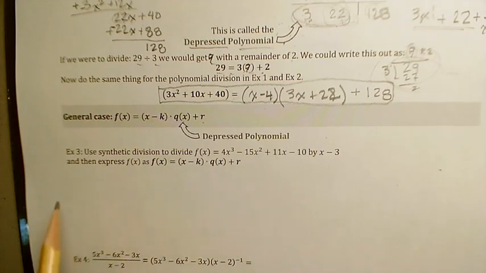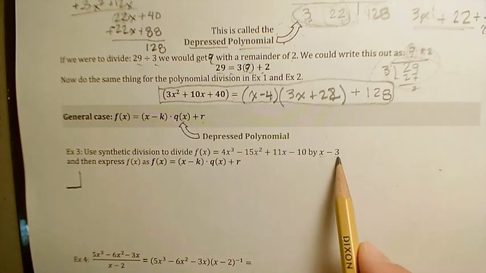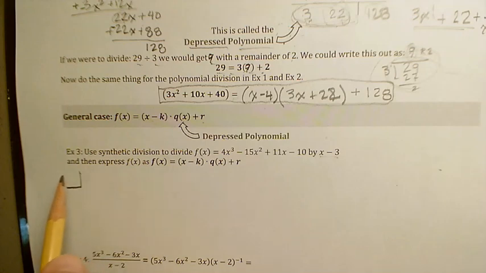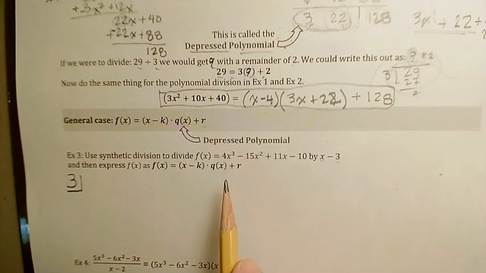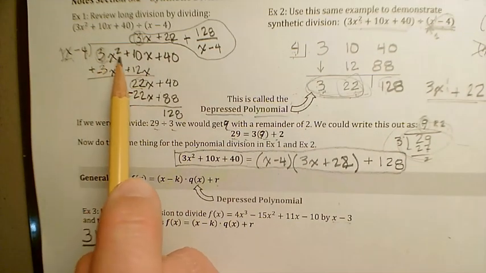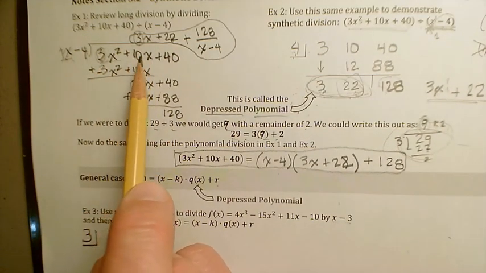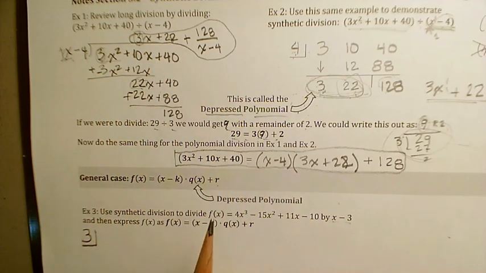To start with, I want to make a box dividing by x minus 3. So what goes in the box? Positive 3. And now make sure you're in descending order. Be really careful when you're doing synthetic division. If you have a missing term, put it in, 0x if there's no x term.